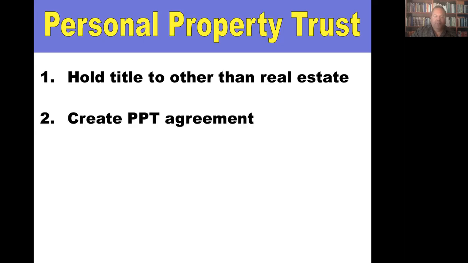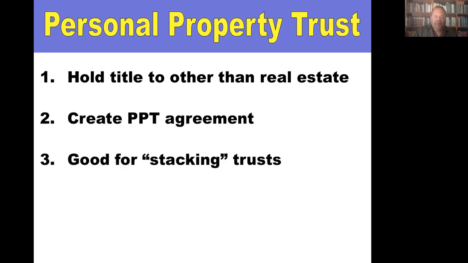It's used to hold title to things other than real estate. You create a personal property trust agreement. It's good for stacking trusts, as we talked about with land trusts and living trusts. Also, there are some unique uses for it. So for example, in the state of Arizona, there's a peculiar law that says if you transfer a property into a trust of any kind and you don't disclose the beneficiaries on the name of that deed, then either party to the transaction can undo that for up to a certain amount of time. I don't remember, it's like 2 or 3 years.